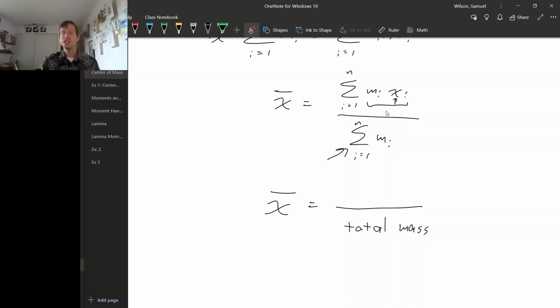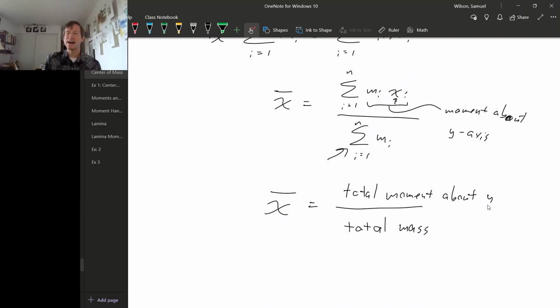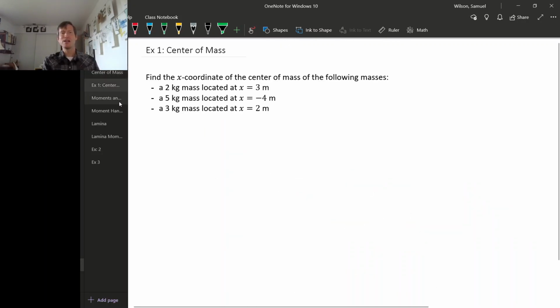So each one of these is a moment about the y-axis, and we're adding them all up. So this numerator is just the total moment about the y-axis, or the total moment about x equals 0. So the center of mass is just the total moment of all of your masses about x equals 0 divided by the total mass. That's something that we can actually work out. So let's look at an example. Let's find the center of mass of these objects.